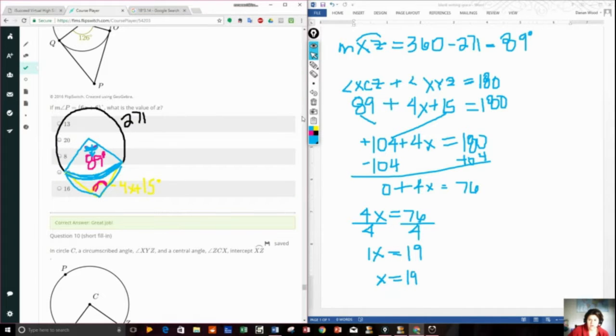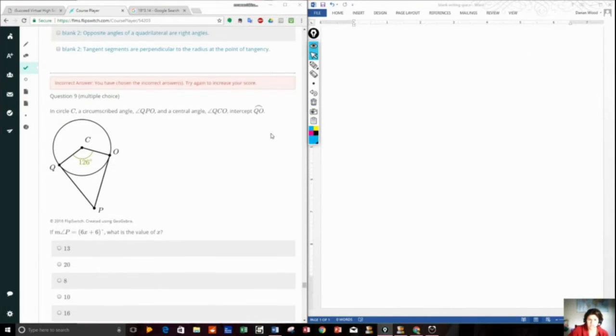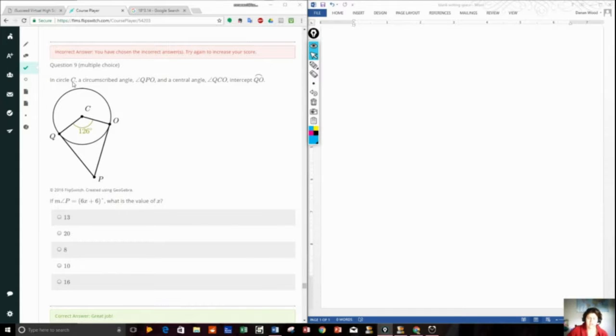Great job. Alright, so now we're going to move on to question 9. In circle C, a circumscribed angle QPO and central angle QCO intercept arc QO. If the measure of angle P is 6x plus 6, what is the value of x? Okay, this is very similar to what we just did. So this angle is 6x plus 6. And we know that the central angle and its opposite circumscribed angle add up to 180.